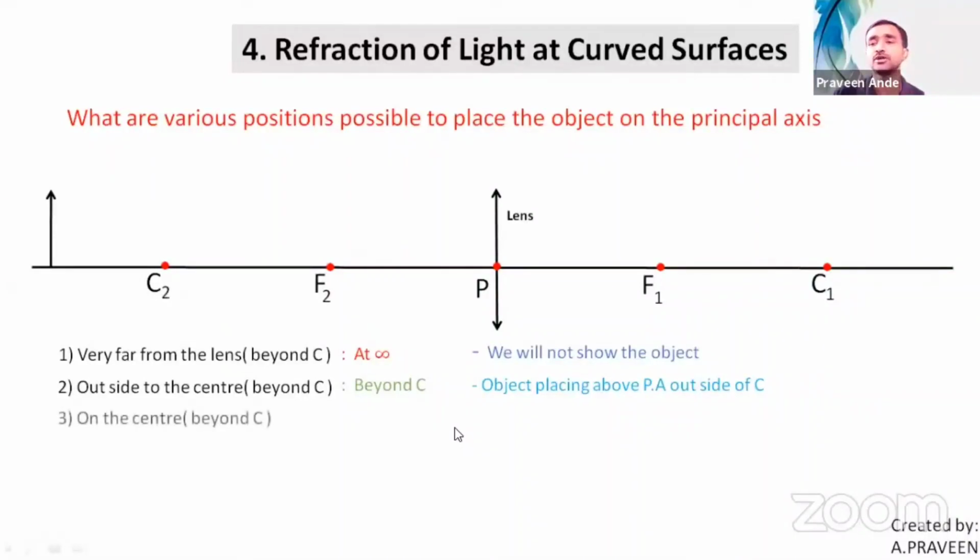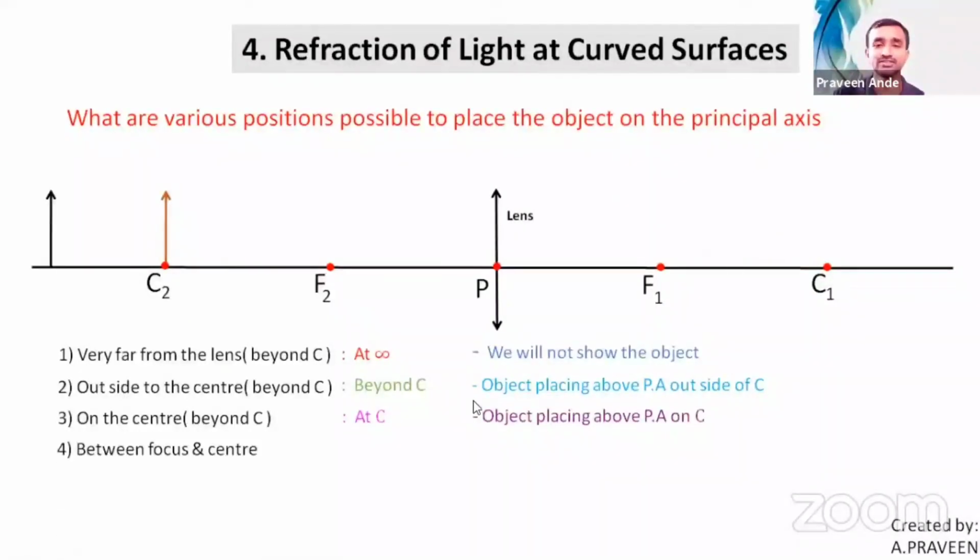Okay, then what is the third possibility? Exactly on the center, that means at C2, right? So we can call this position at C or at C2, right? In this situation also we will show the object as you see here. See, a differently colored upward arrow is used, right? That is the object. I am following the same logic. The height of the object I am always choosing as the width of the scale, right? So here you will put the object above the principal axis on the center.